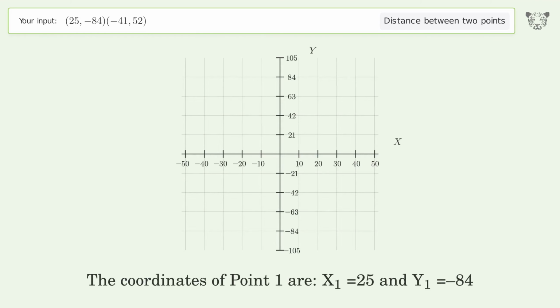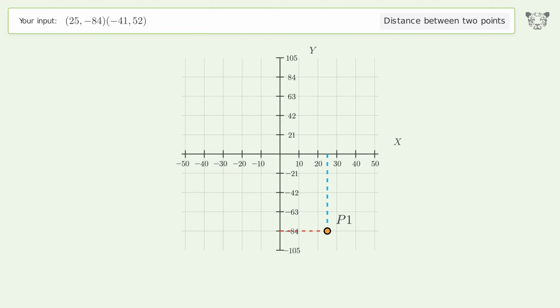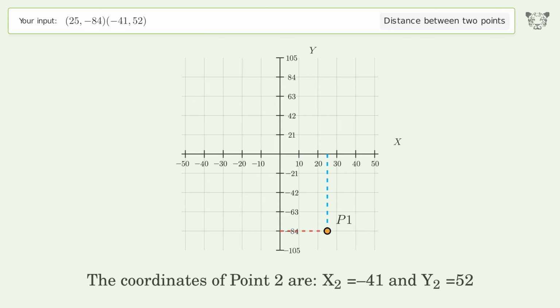The coordinates of point 1 are x1 equals 25 and y1 equals negative 84. The coordinates of point 2 are x2 equals negative 41 and y2 equals 52. D is the distance between the 2 points.